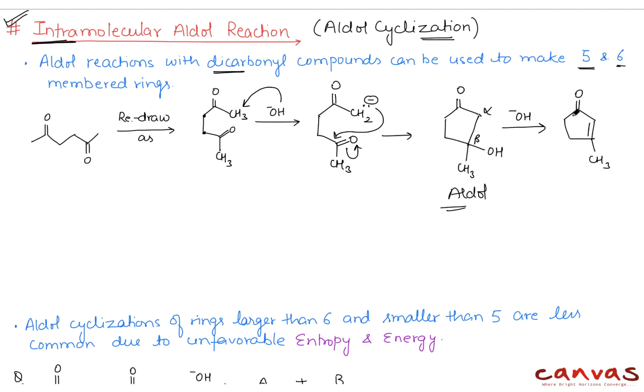Okay, so in these cases, first you redraw it in an easier way, then analyze all the alpha positions and see which attack will lead to a 5-membered or 6-membered ring, and then accordingly you carry out the reaction. Okay, what other variations are possible, we'll see in a while.